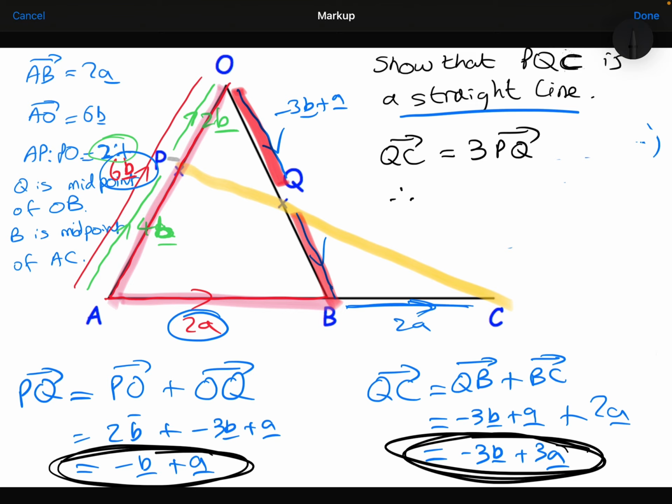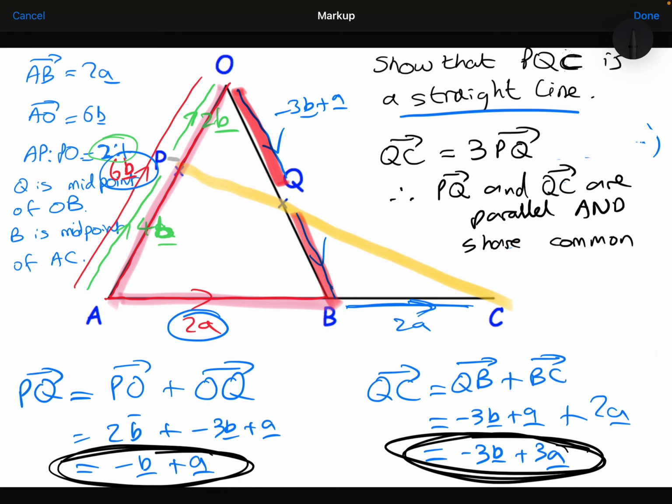Therefore, PQ and QC are parallel and they share common point Q. Therefore, PQC is a straight line. And we're done.